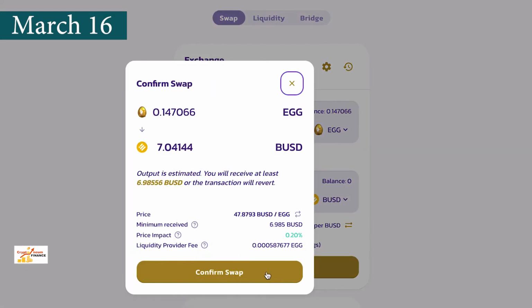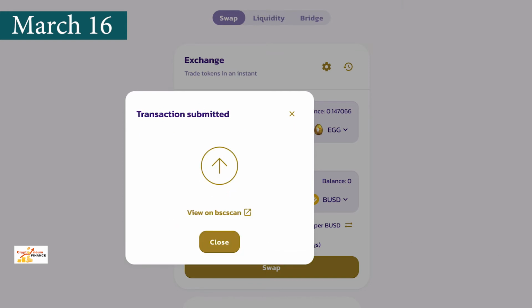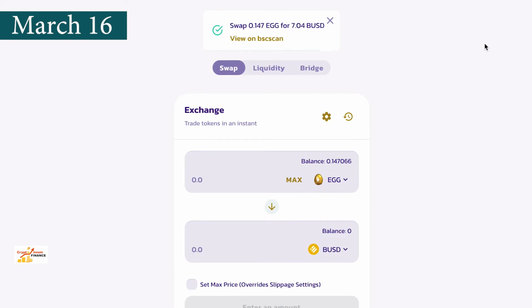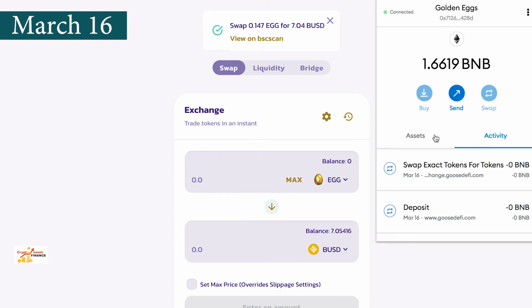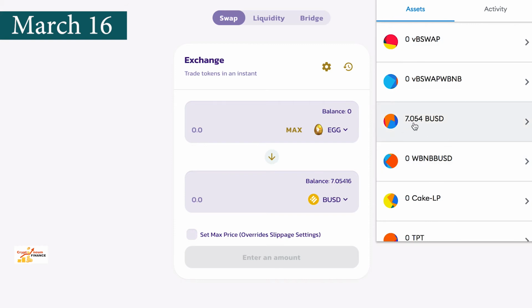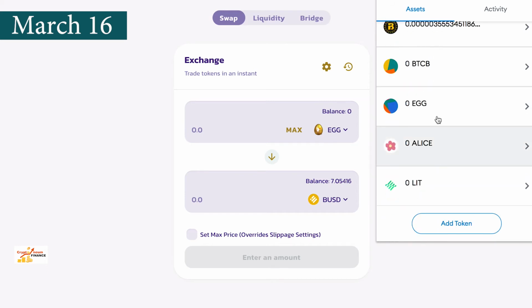So right now you can see that it's only equivalent to about $7, as compared to before when I was only harvesting 0.1 of an egg on March 12, I was able to get back $8, which is a lot more than it is now. I now have $7.054 and no more egg. So my egg balance is back down to 0.